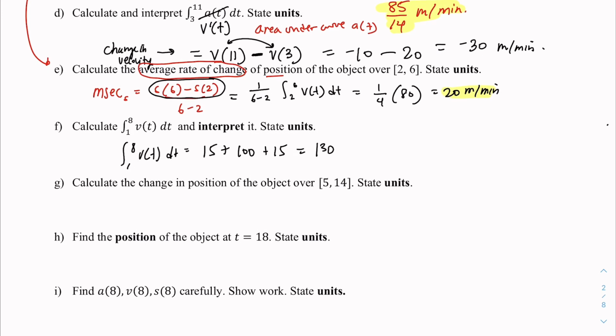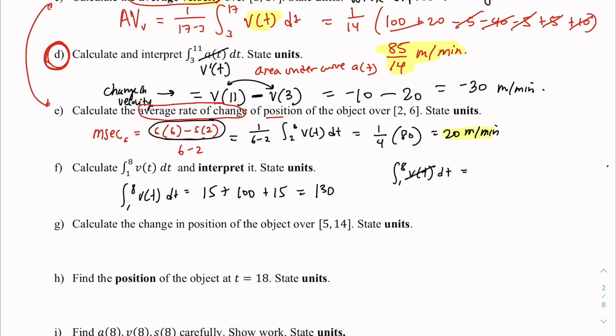Okay, so that's the answer, but what's the interpretation? Well, the integral of V of t is the same thing as, rewrite this. Pause the video, see if you can actually finish this problem yourself. How should we rewrite V of t so that we can use net change and interpret it? So if you had rewritten it as S prime of t, you're correct, because we need the integral of a rate. Once we have that, we can write this as S of 8 minus S of 1, which is clearly saying the change in position.